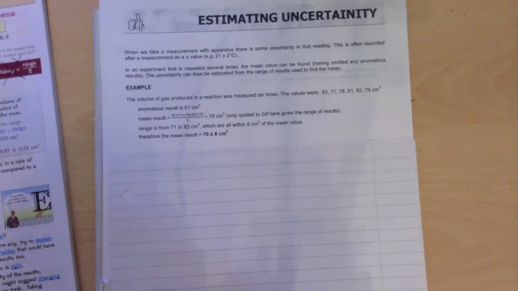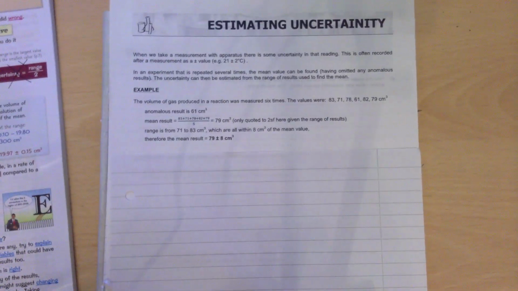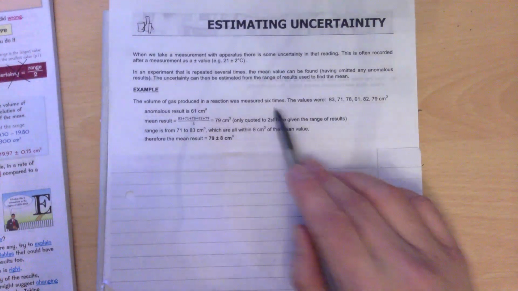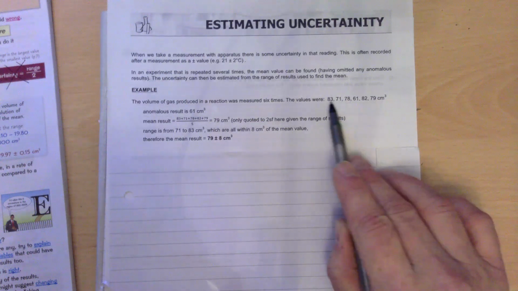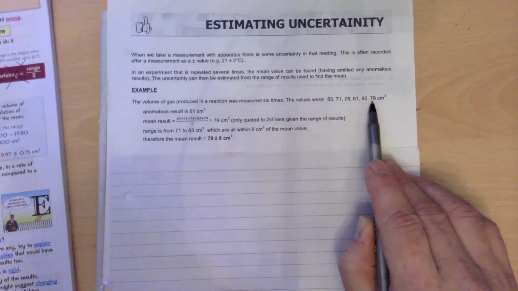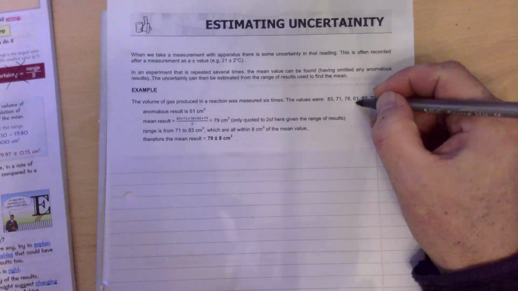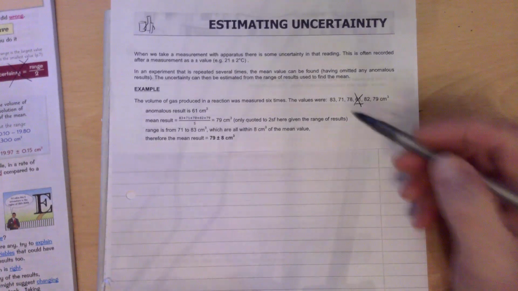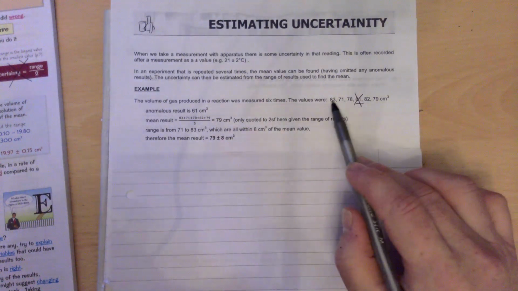What you would need to do is exactly as set out in this example here. So it says here that the volume of gas produced in a reaction was measured 6 times. This was the data generated. What you do is first of all look at that data and see if there's one piece of data that looks really different from everything else, and there is in this case. 61 is a long way from everything else, so that must be an anomaly, and you'll get credit in an exam for highlighting anomalies and then working out the mean using the remaining data.